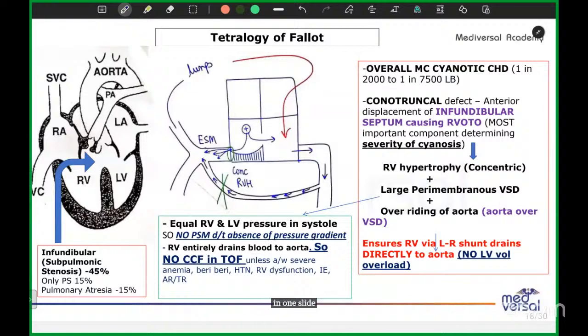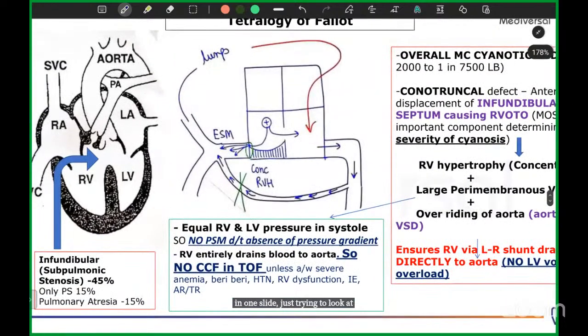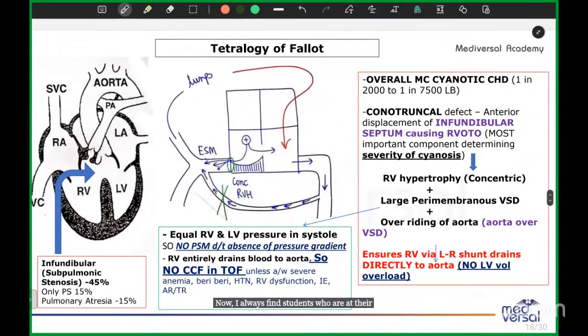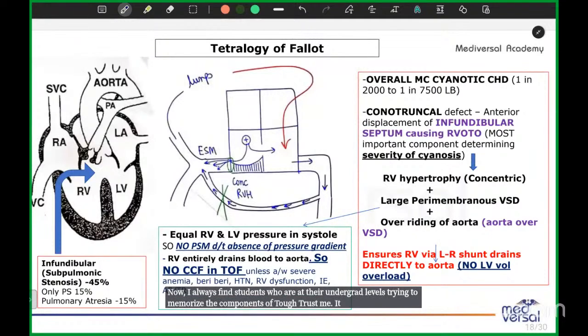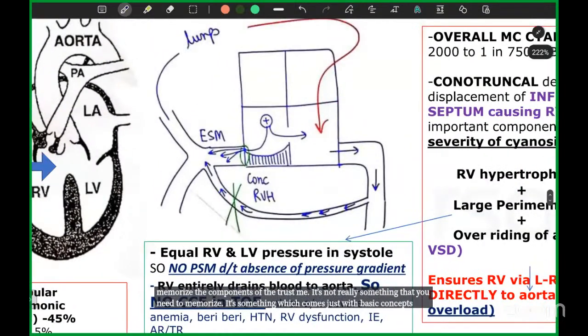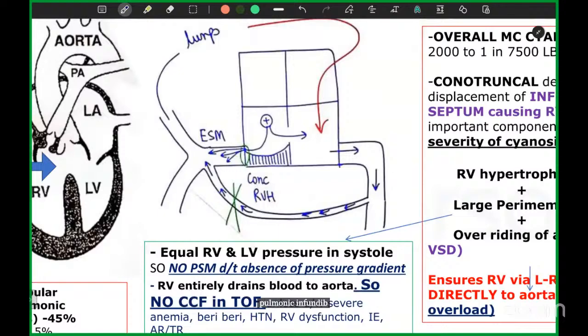Just trying to look at TOF, which is tetralogy of Fallot. Now, I always find students at their undergrad levels trying to memorize the components of TOF. Trust me, it's not really something that you need to memorize. It's something which comes just with basic concepts. You just need to remember one word, that is subpulmonic infundibular stenosis. That's the only word that you need to remember.